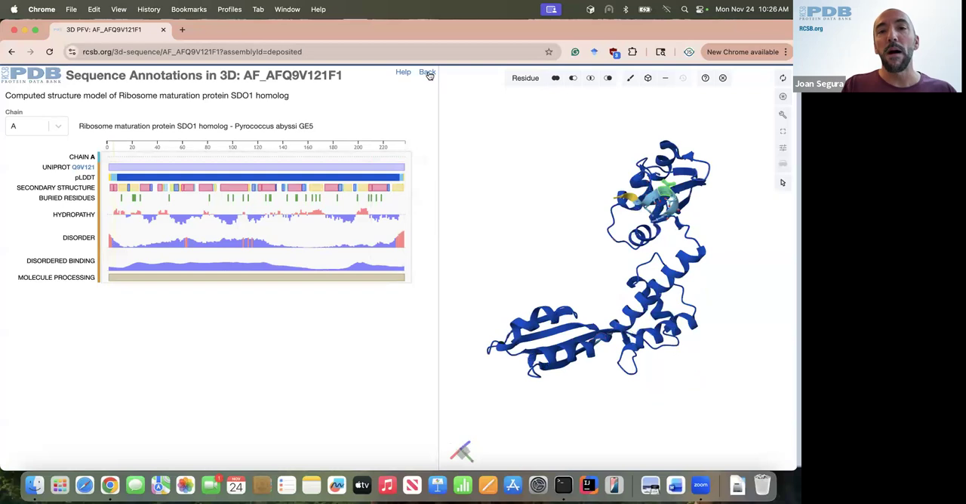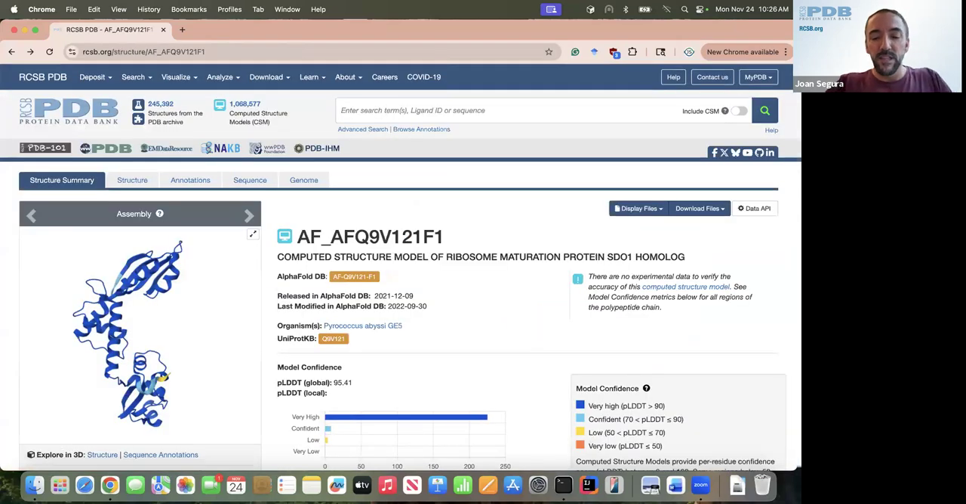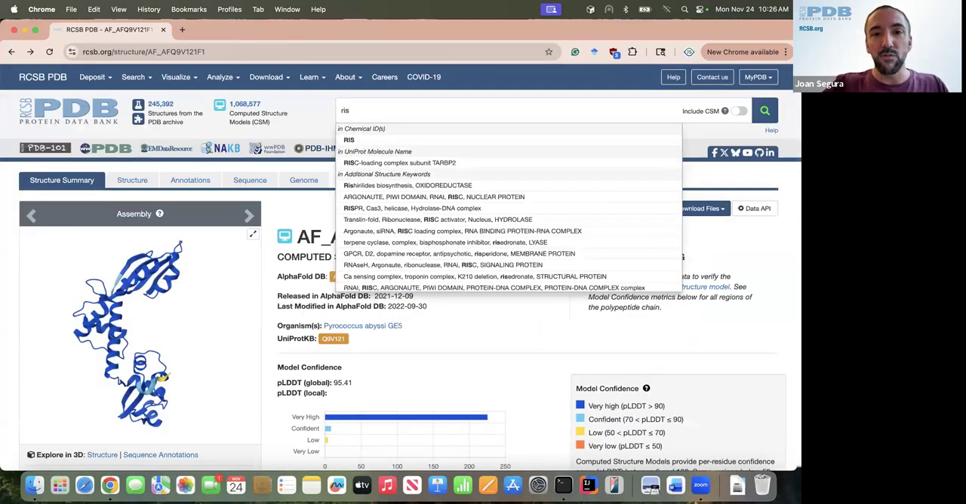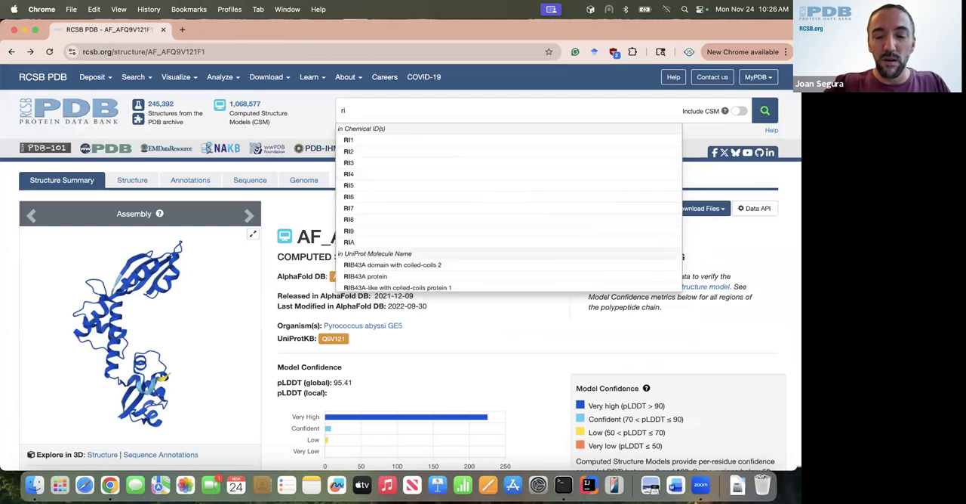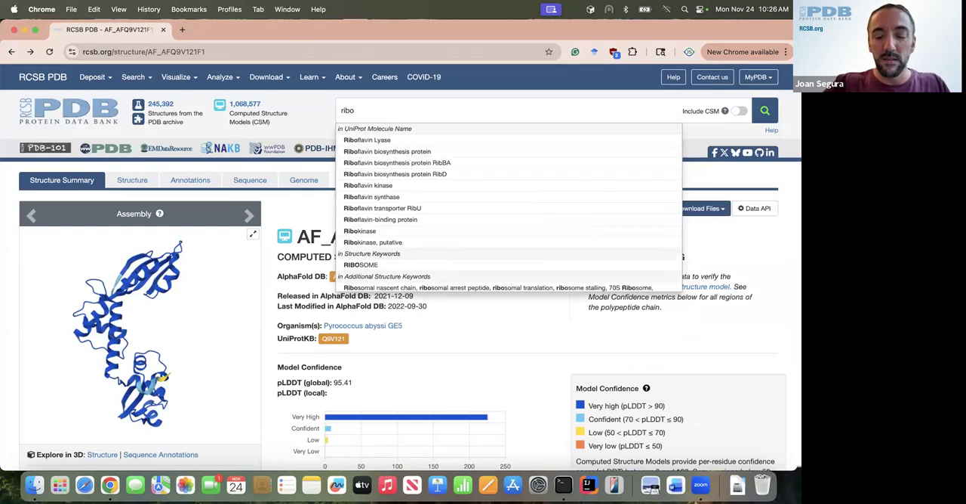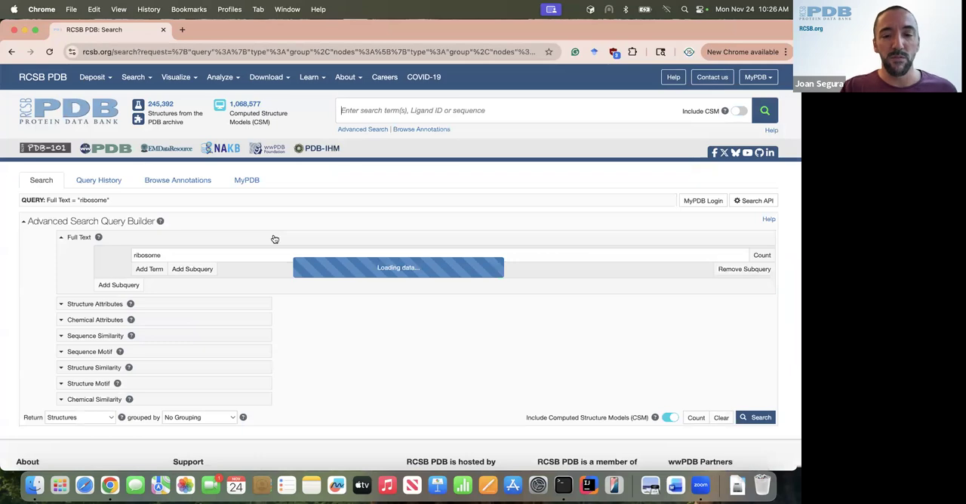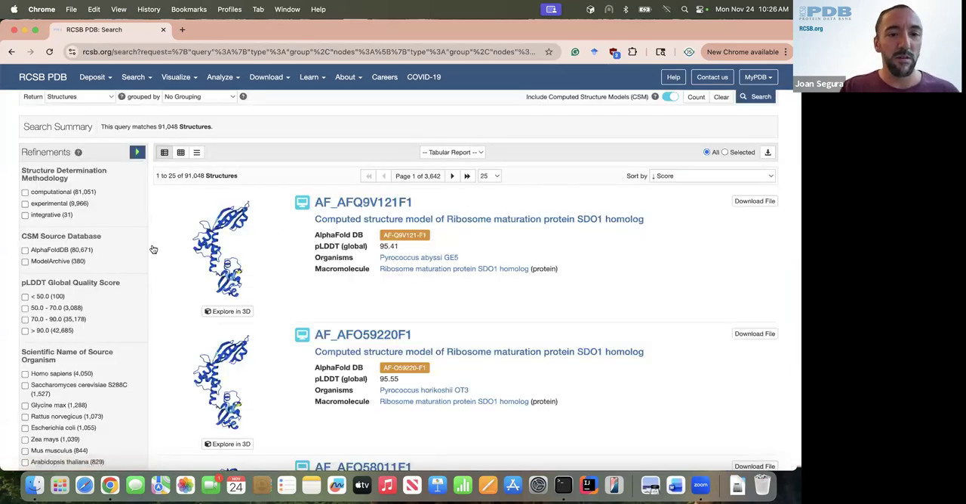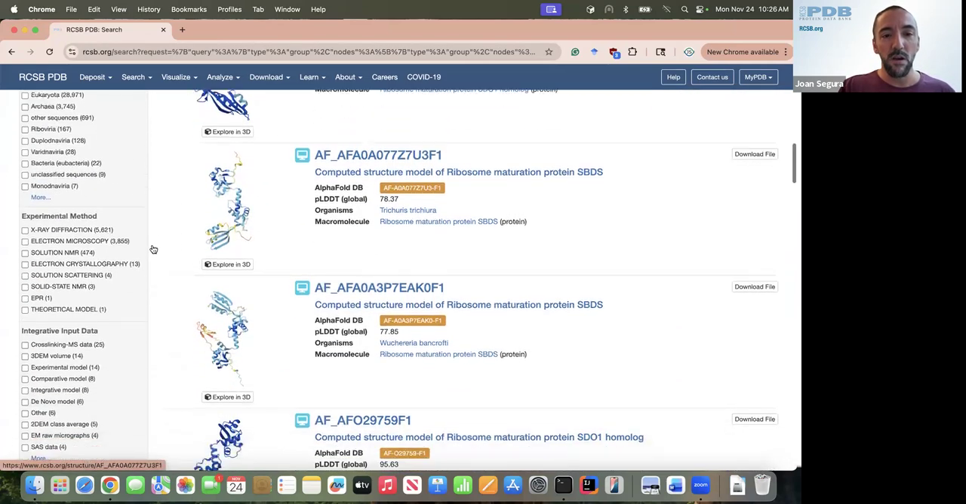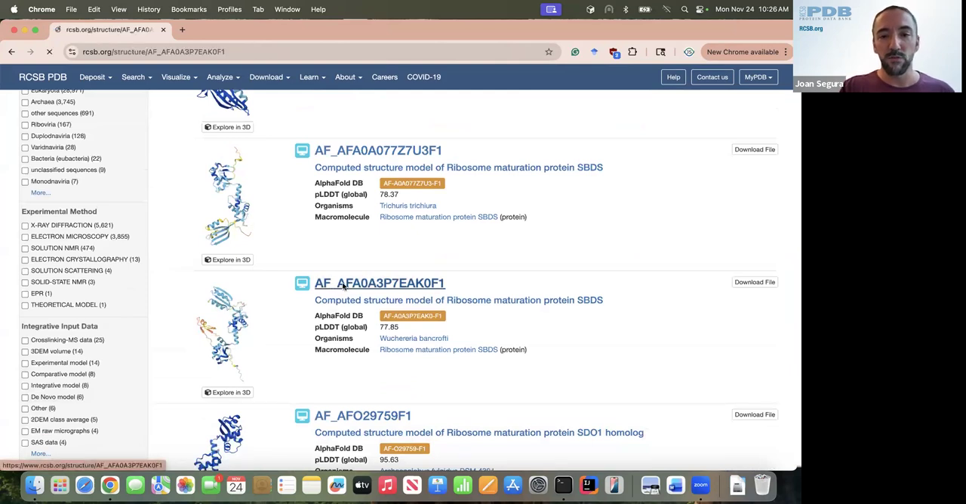So let's go back again to our initial search and let's try to search for a more tricky case. Ribosome. Remember, you have to include computed structure models. I always forget and I always think, where are my models? So, okay, this can be a tricky case.